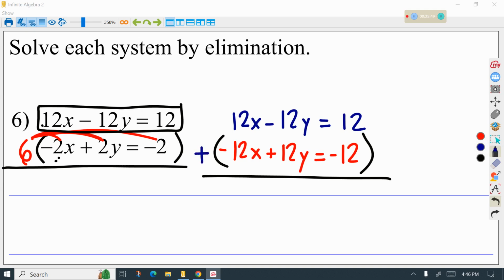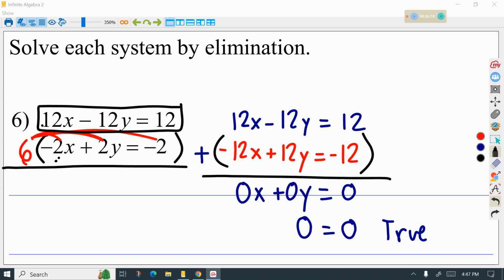So we need to add these. We're going to add them up. 12x minus 12x gives me 0x. Negative 12y plus 12y gives me 0y. So on the left side, we have 0 again. And on the right side, look at this though. 12 plus negative 12, that means 12 minus 12, and that means 0. And 0 is equal to 0. So this time we're not going to say false. The lines aren't parallel, but they have the same slope, and that's because both of these lines are actually the same line. These two lines are right on top of each other. So in this case we say infinitely many solutions.